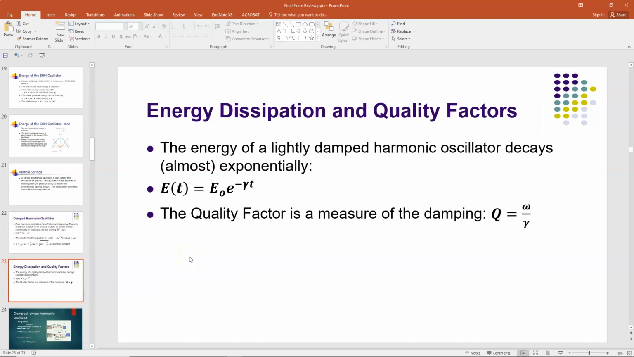Now, since the system is damped, the energy is not going to stay constant. It's going to get sucked out and transferred into internal energy. And so you're going to have an exponential decay of the average energy. That looks like the energy with respect to time on average will be E naught times e to the minus gamma t, okay? We also define the quality factor, which is a measure of the damping. The quality factor, big Q, is equal to omega over gamma.